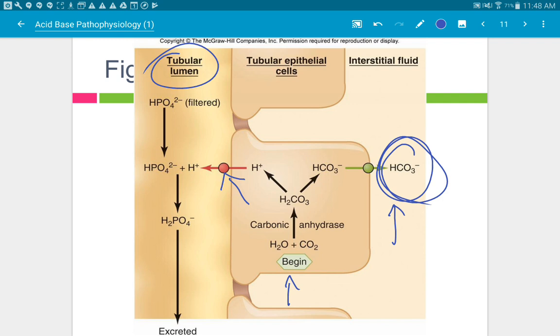So they don't need to send a message to the brain? No, it's local pH detectors. There's little local mechanisms that actually can detect the pH on the local site that help it run.